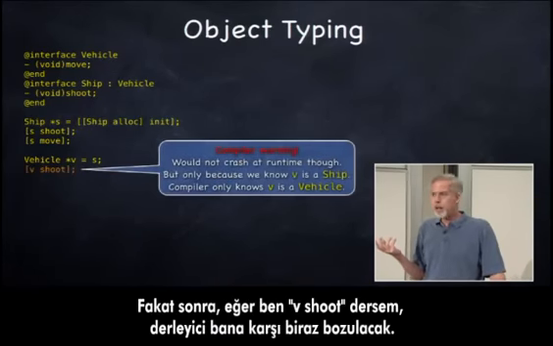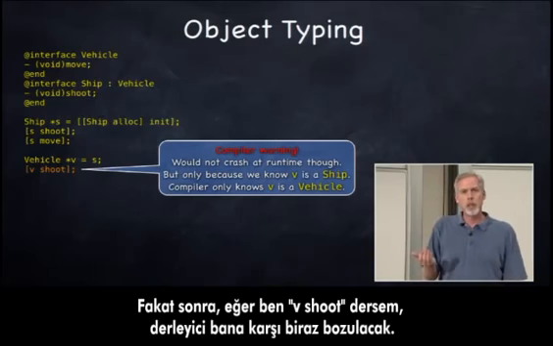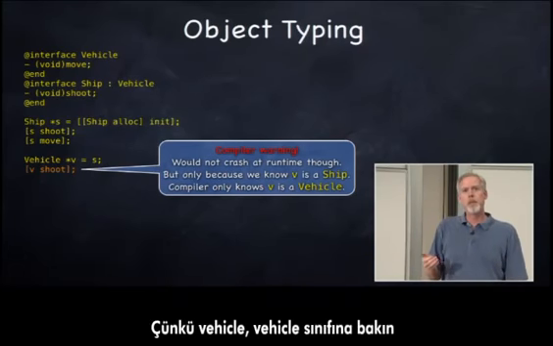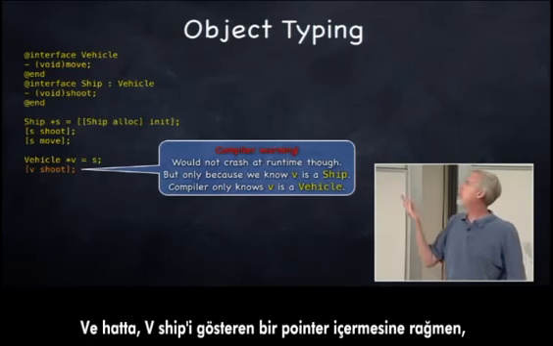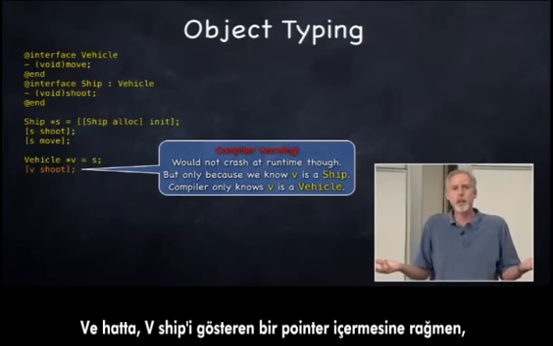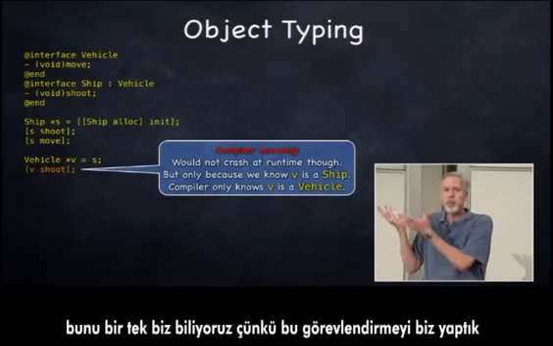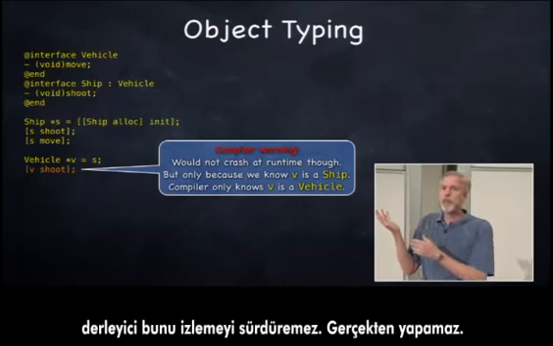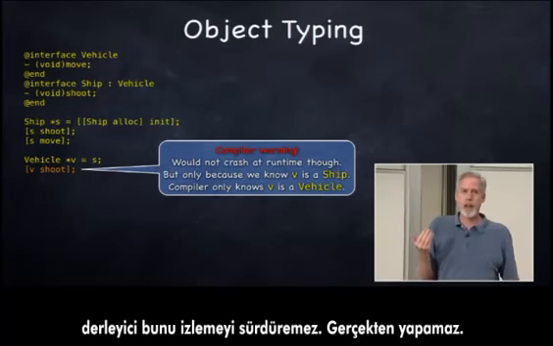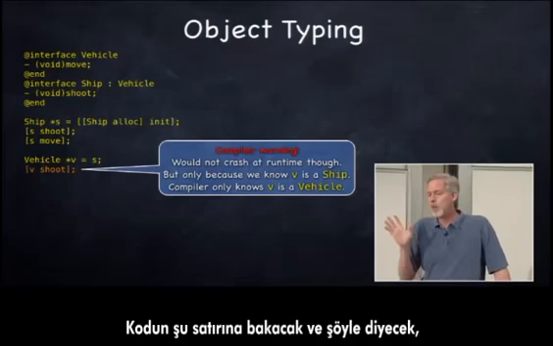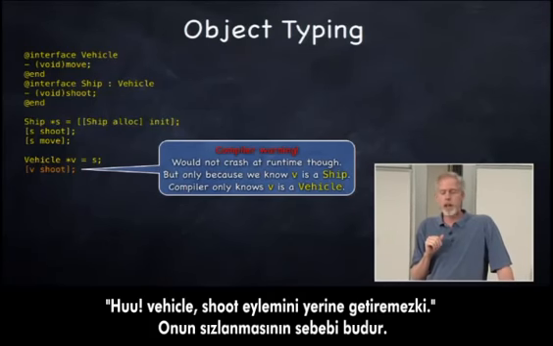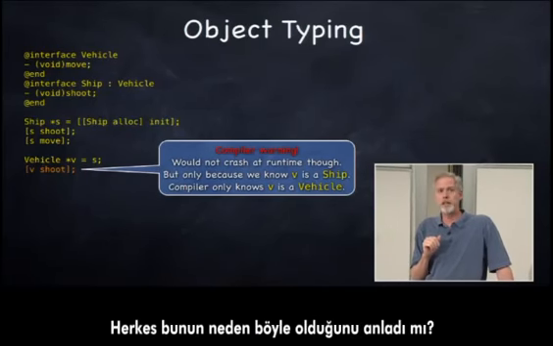But then if I say v shoot, the compiler's going to get upset with me. Because look at the class vehicle, it does not implement shoot. And even though v contains a pointer to a ship, we only know that because we made that assignment. The compiler doesn't keep track of that. It can't really. There's no way for it to watch that as things are passed around. So it's going to look at this line of code and complain that vehicle does not implement shoot. Everyone understand why that is?